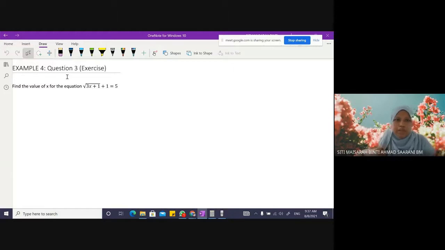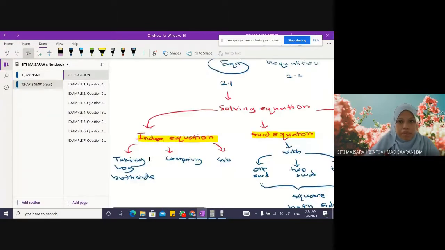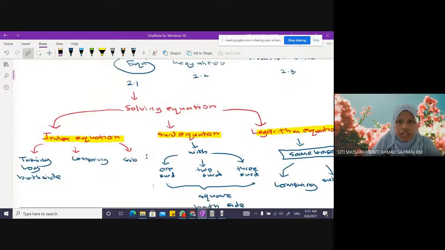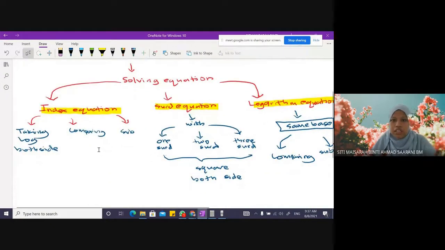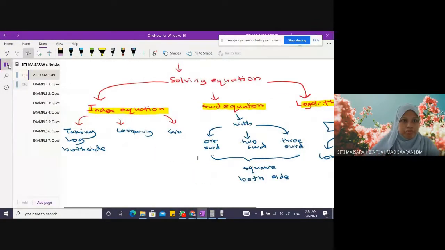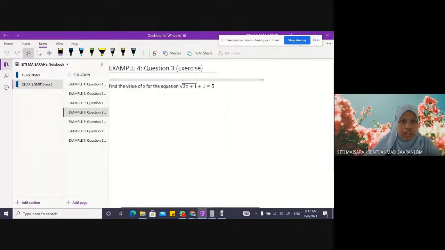Okay, so tadi Meda sebut awal-awal tadi, back to yang depan ya. Surd equation kita ada 3 jenis lah. Ada yang ada 1 surd, 2 surd and 3 surd. Ini untuk silibus awak lah. Semua ni kita akan guna, kita kena hilangkan, we need to eliminate surd by squaring both side.